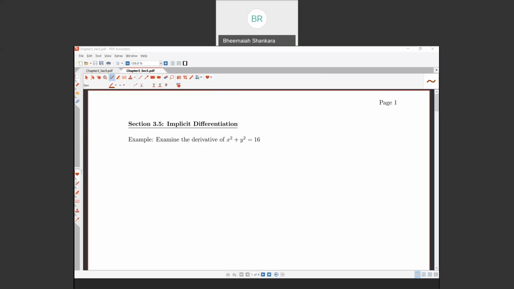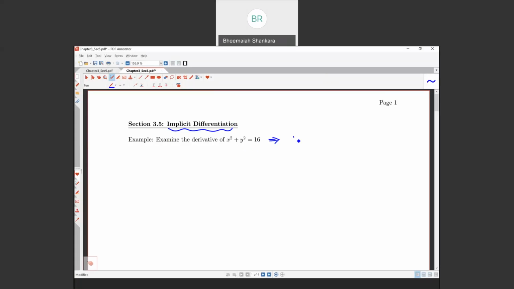In this lecture, we will learn about implicit differentiation. So let's examine this example to understand implicit differentiation. We have x squared plus y squared equal to 16. This is an equation of a circle. Well, we can write it as an explicit function.